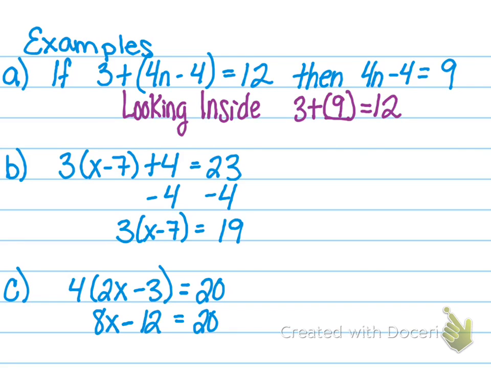This second example, they're going ahead and taking the equation 3 times the quantity of x minus 7 plus 4 equals 23, and their first move is subtracting 4. In this example, they are using the undoing method. They are first undoing the operation that is the furthest away from their variable, and in this case, it's the plus 4, so that is why they are subtracting 4 from both sides.